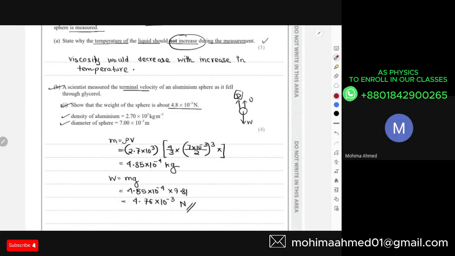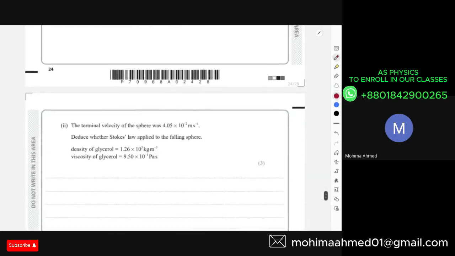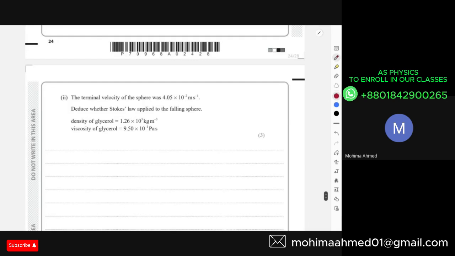Okay, then if we move on to your next part, they're asking for the terminal velocity of the speed. Deduce whether it follows Stokes' law or not. The density and viscosity of glycerol are now given. I know that from there I can now calculate my upthrust, right?